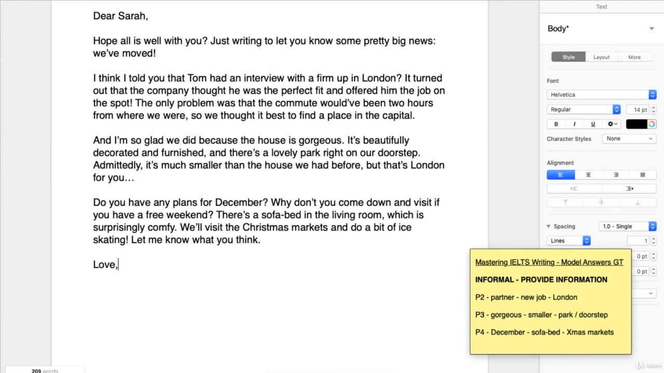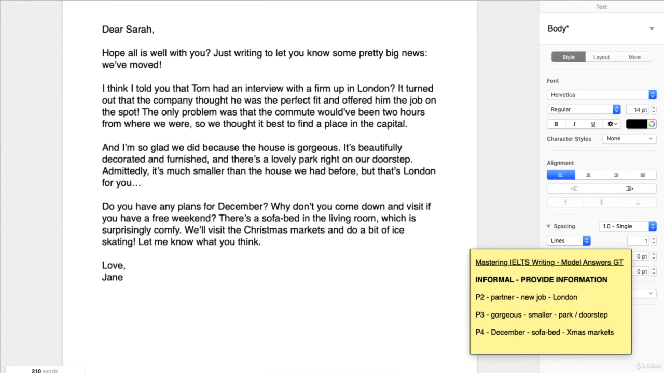And then we'll close it off with a typical informal salutation, love, let's go with Jane. Or you might say something like best wishes, whatever you think is appropriate there. But remember, it's an informal letter, so ideally not a best regards or yours sincerely or anything like that. And there we go.